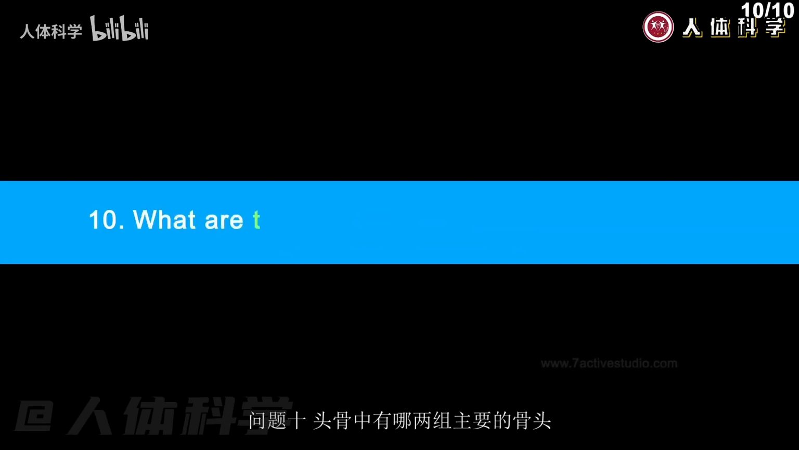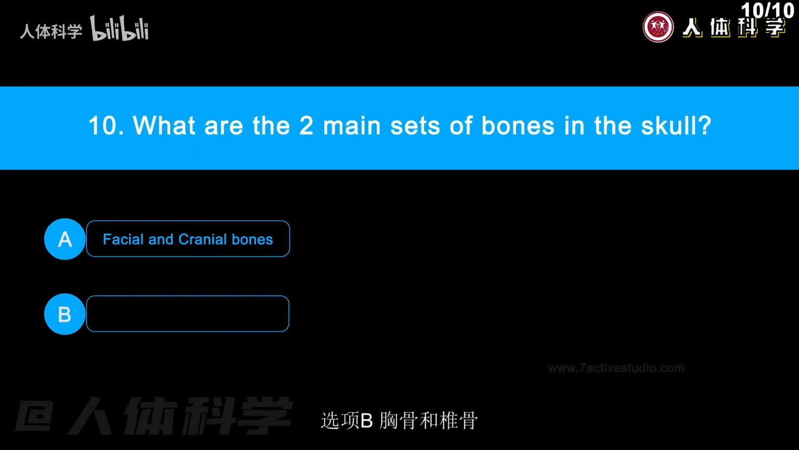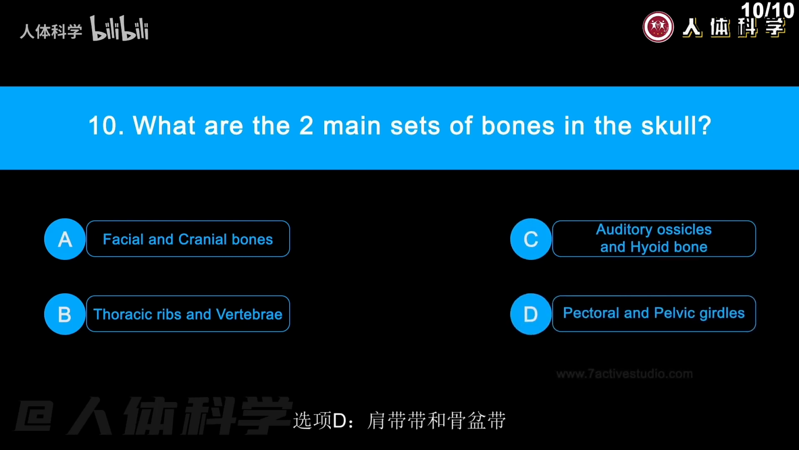Question 10. What are the 2 main sets of bones in the skull? Option A, facial and cranial bones. Option B, thoracic ribs and vertebrae. Option C, auditory ossicles and hyoid bone. Option D, pectoral and pelvic girdles.